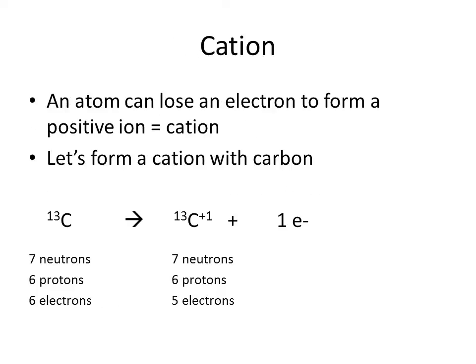Let's look at this the same way now with an atom. Beforehand, we have a neutral carbon atom. There are 7 neutrons, 6 protons, and 6 electrons. Time elapses, and what happens is the carbon atom loses an electron, so now it has a positive 1 charge. It lost an electron, so now its charge is positive. The electron is separate from the atom.